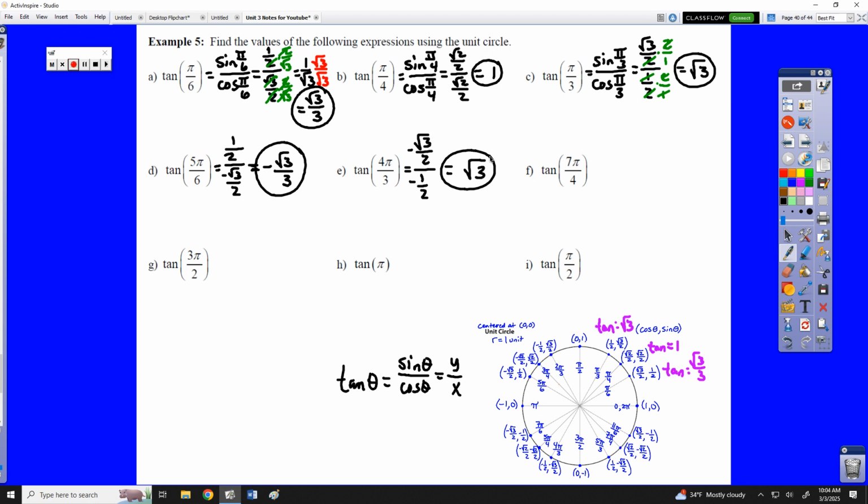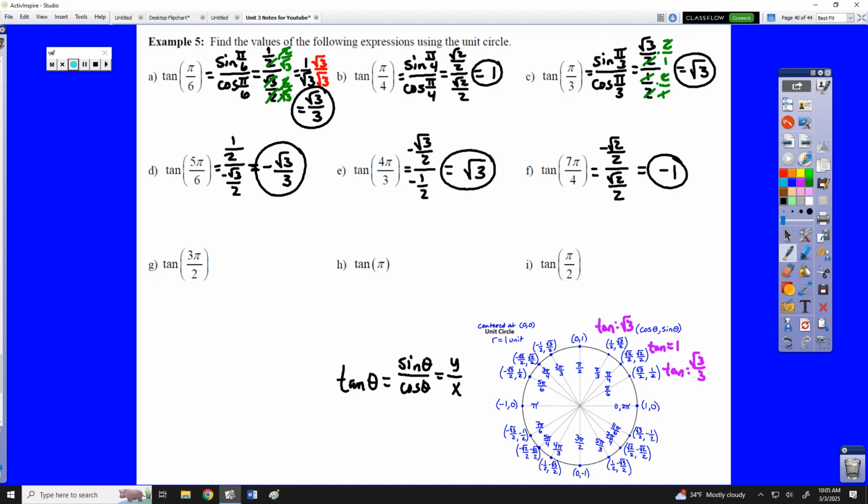Okay, letter F says 7 pi over 4 for our tangent value. Well, 7 pi over 4 is located in quadrant 4. The sine is negative root 2 over 2. The cosine is root 2 over 2. Those are the same number except one of them is negative, so that tangent should be negative 1. Again, in quadrant 4, we should know tangent will be negative.